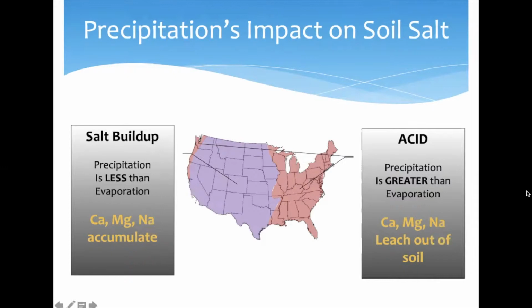And that means where very little precipitation occurs. Because when very little precipitation occurs in that area, there's not going to be a lot of water leaching through that soil to leach out the salts. So, very little water equals salt buildup. And then acidic areas occur when precipitation is greater than the evaporation, so there's going to be a lot of leaching occurring.